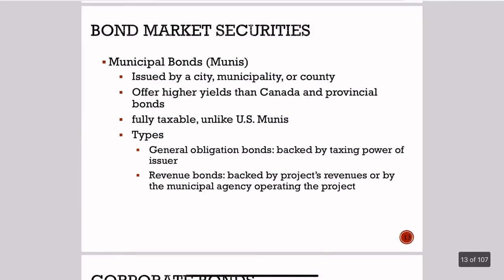Okay. There are also municipal bonds, or munis. These are bonds issued by a city or a county. Generally, they offer higher returns compared with Canada bonds or provincial bonds. The reason is that if a bond is just backed by a city, then generally it has higher risk. So investors demand higher returns.